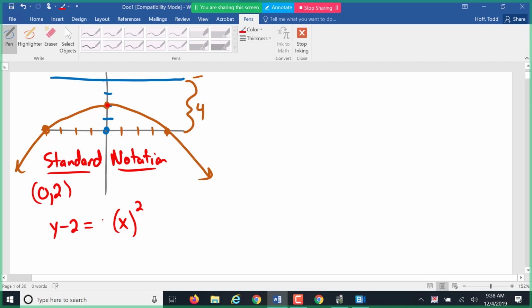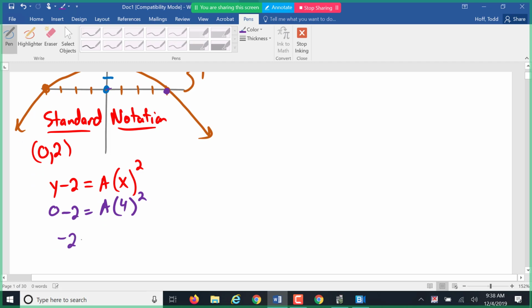The only other piece of information we have is this a term here to figure out what that has to be. That would be basically our slope of this. Well, we have other points here. We have this point here, which is basically 4, 0. So if x is 4, y is 0. And we can use that to figure out what that a term has to be.